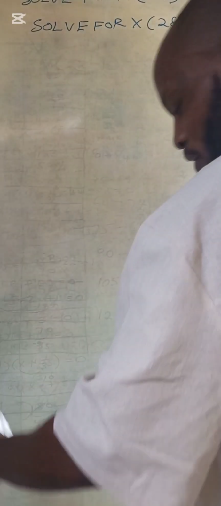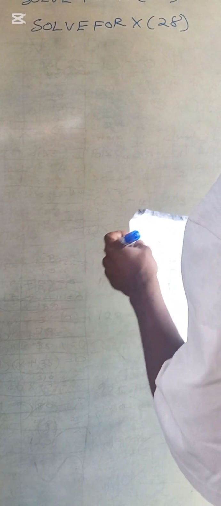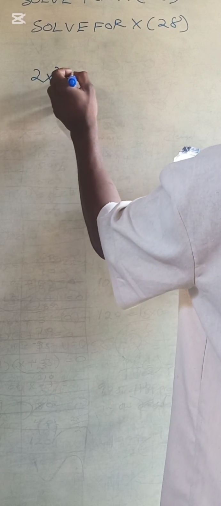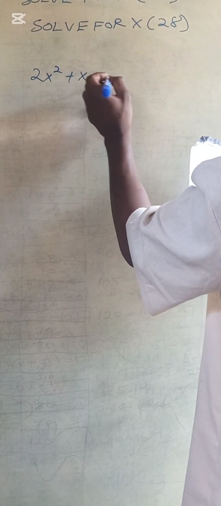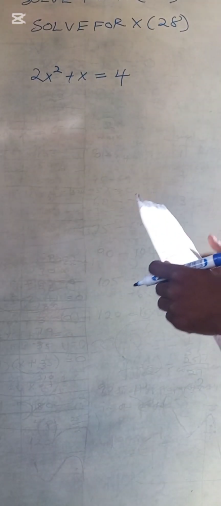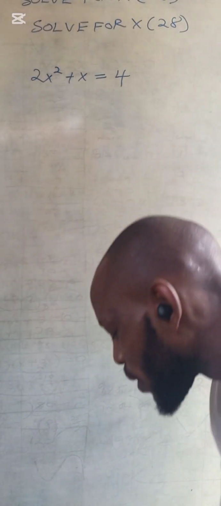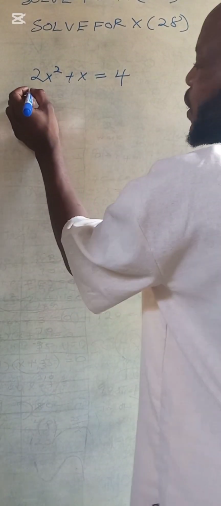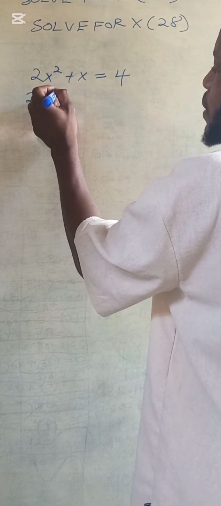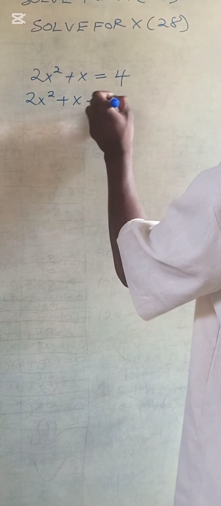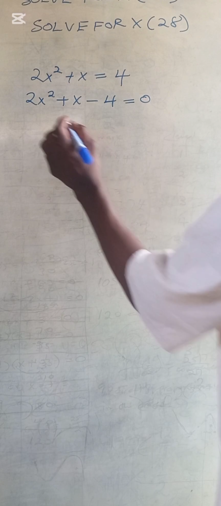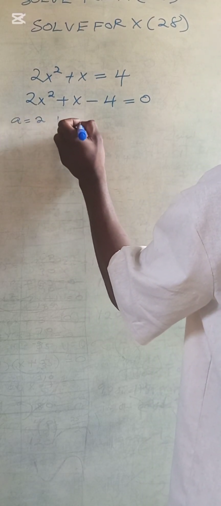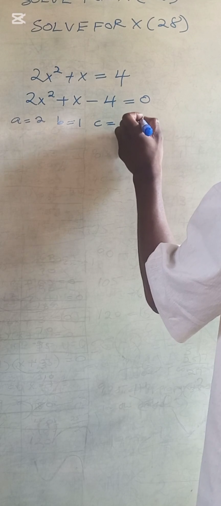Moving on to the next question. 2x squared plus x is equals to 4, and then in brackets they're saying leave your answer correct to two decimal places, telling us that we have to use the formula method, right? So a standard formula, we put it in standard formula. In this case, our a is 2, our b is 1, our c is negative 4.